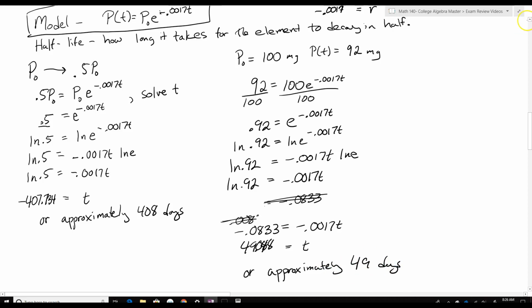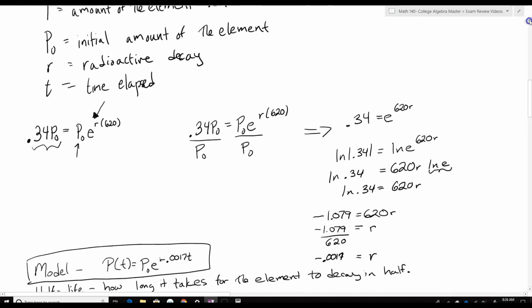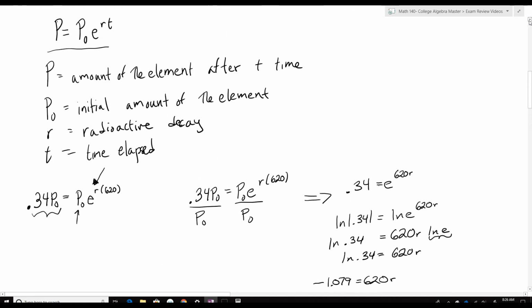Okay, so just to review, whenever we're dealing with a problem like this, we first want to say, I have this model, and here's our general model for an exponential, where P is the amount of the element after time t, P naught is the initial amount of the element, r is the radioactive decay, and t is the time elapsed. Then I'm going to take some of the information I'm given inside my problem in order to set it up.